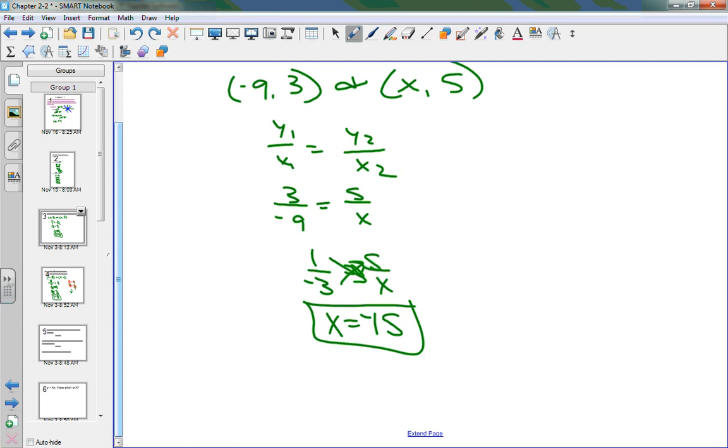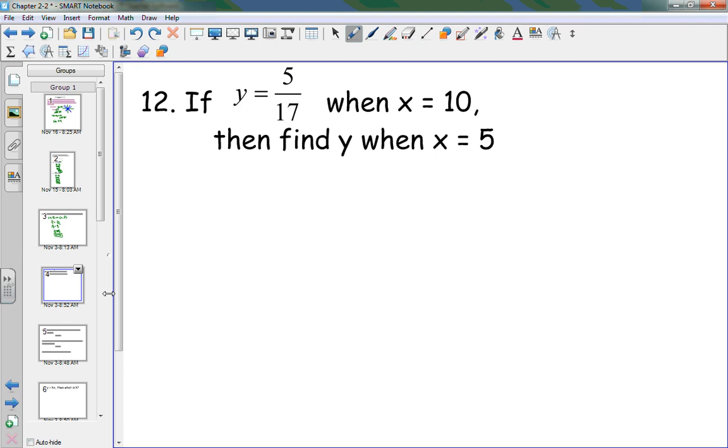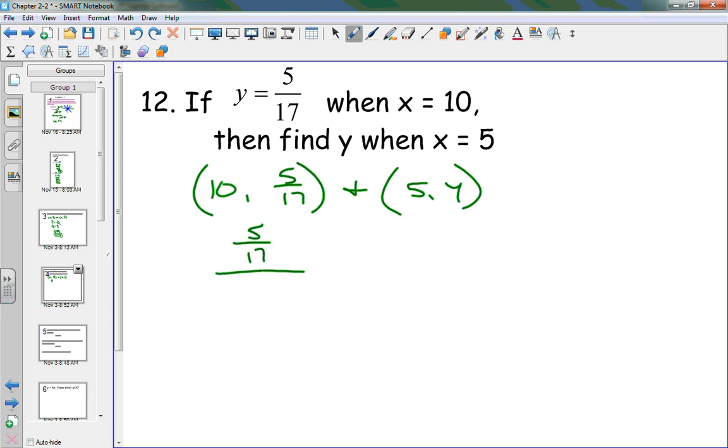Well, good. I'm glad you guys think that one's easy, because now let's go ahead and do the next one. If y equals 5 over 17 when x is 10, then find y when x is 5. So 10, 5 over 17, and 5, y. Good. Well, that's a beautiful thing. They're still just ordered pairs. So now I write my ratio. 5 over 17 divided by 10 is equal to y over 5.